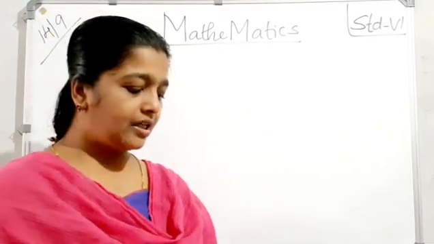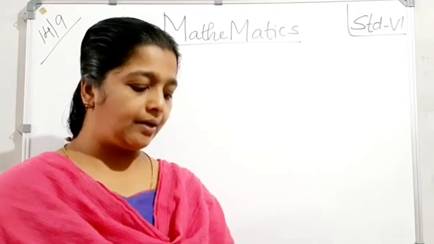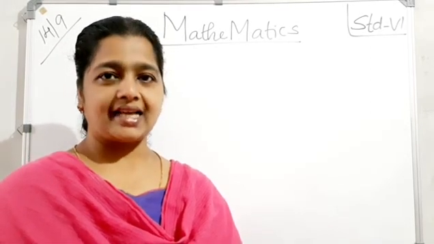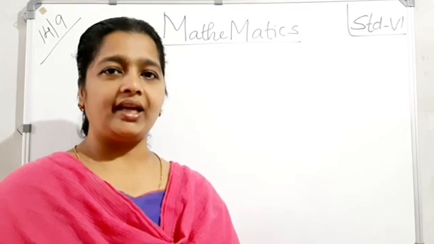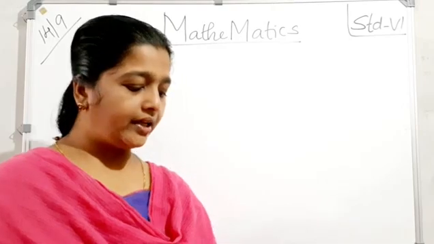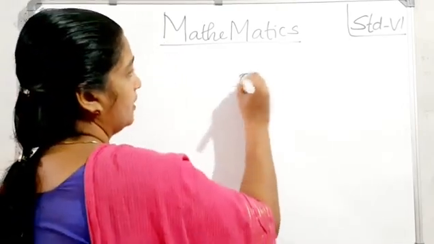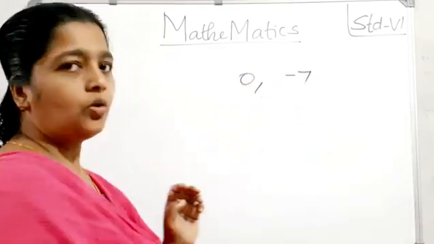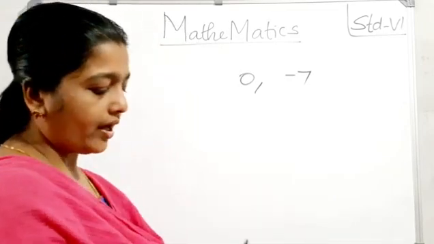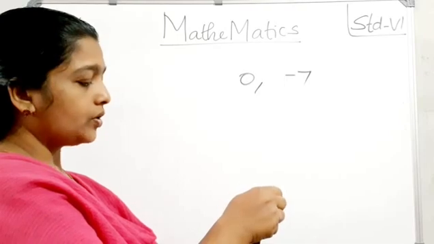Write all the integers between the given pairs. Write them in increasing order. What is increasing order? Yes, ascending order or increasing order means from the smallest number to the greatest. Clear? So, 0 and minus 7. You want to write in increasing order from 0 to minus 7.